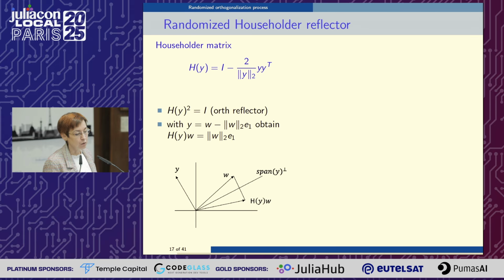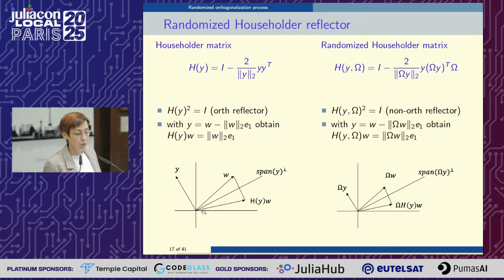And this Householder matrix has a very nice property. It's an orthogonal reflector. And so what it does is, if I'm given a vector Y, and then I apply this Householder matrix to a vector W, it reflects it with respect to the hyperplane orthogonal to Y.